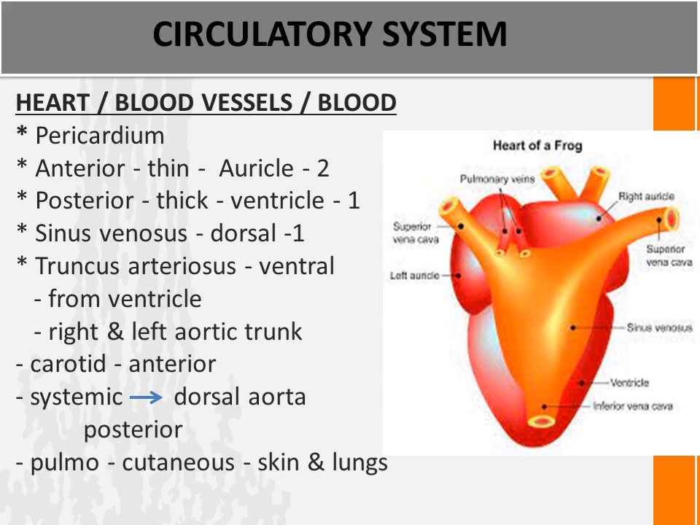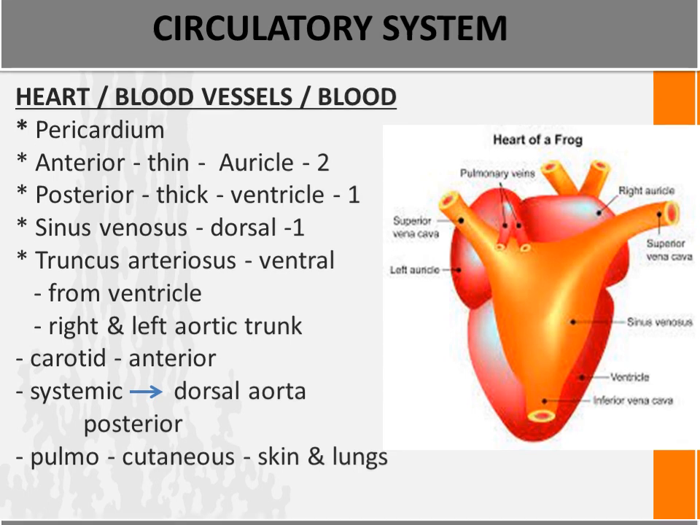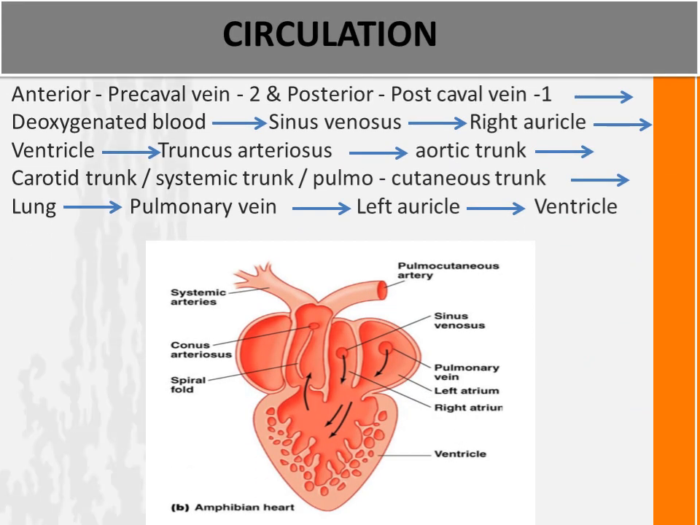Now let us see how the circulation takes place. The word circulation means the blood is circulating throughout the body. From the body, the blood goes to the heart, and from the heart, again, the blood goes towards every part of the body. That process is what we call circulation. Who is circulating? Blood is circulating. Now, let us see how the blood circulates.